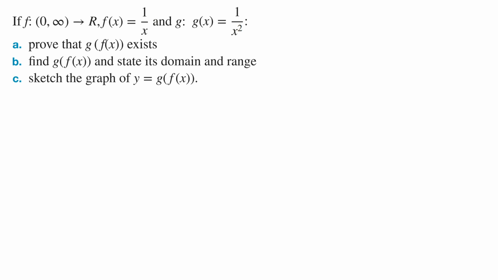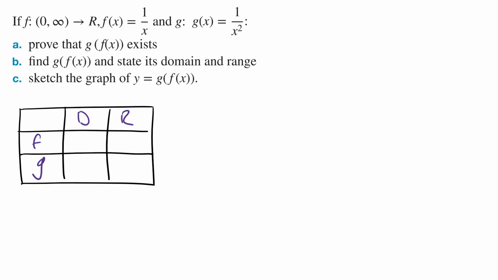And just like before, to do this, we draw a table and write down the domain and range of each of the functions. f(x) is a hyperbola, and its domain is given from 0 to infinity, where 0 is not included. Sketching the graph of f, the range of f is also from 0 to infinity, where 0 is not included. And so writing this in the table, the domain is from 0 to infinity, and the range is also from 0 to infinity.